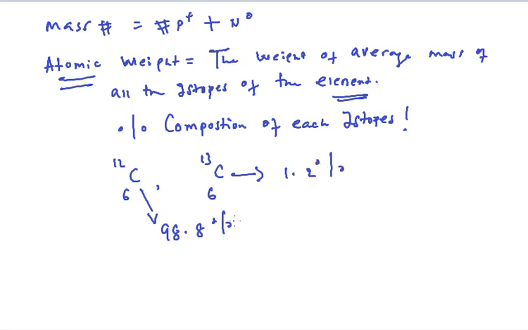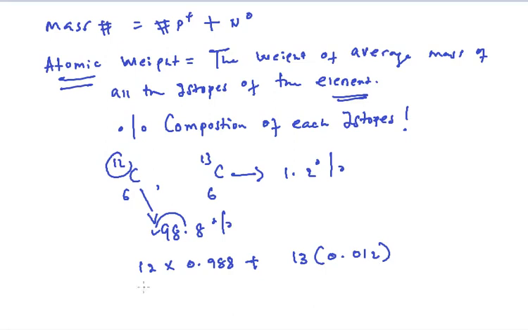So these numbers would help us to calculate the average atomic weight of carbon, which means that we're going to multiply the mass number 12 times 0.988. Remember, when you change the percent into a decimal number, you move the decimal point 2 units to the left, plus 13 times 0.012.